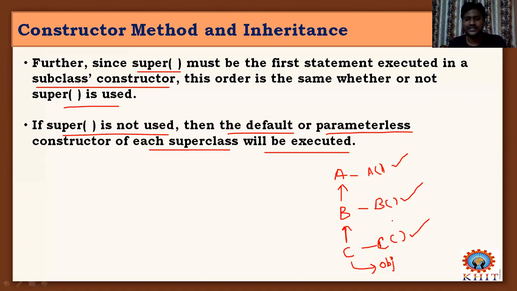Why do these constructors get called automatically for the creation of object C? Because they are the default or parameterless constructors. Here all these are considered default constructors. So if super is not used, then the default or parameterless constructors of each superclass will be executed automatically.